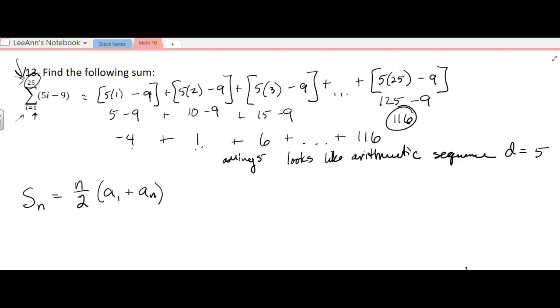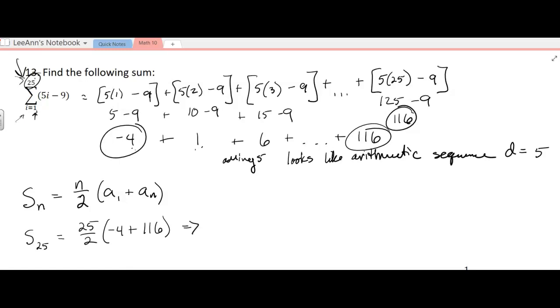That's where we're stopping. Okay, so now how many terms are we adding up? 25, because it goes from 1 to 25. Okay, so n is 25. We do need to know that. So 25 over 2 times, what was a sub 1? Negative 4. What was a sub n? 116. And then that's the calculation.